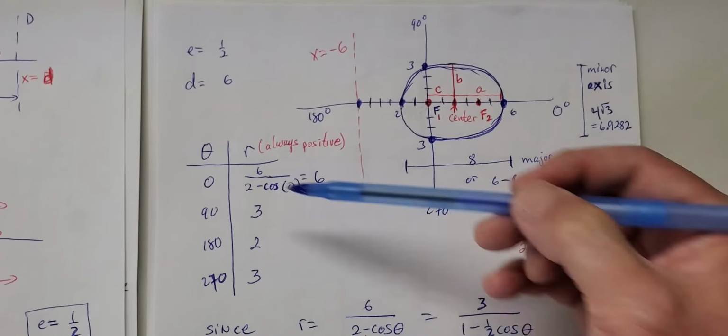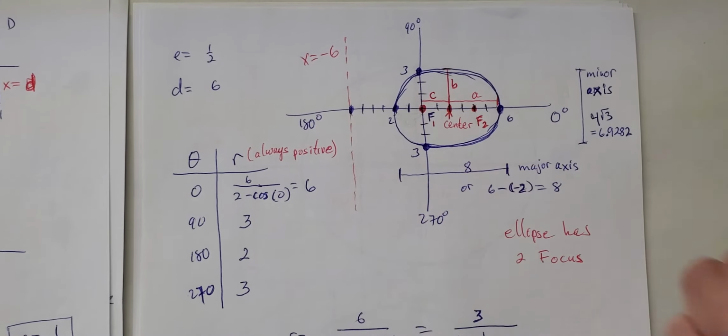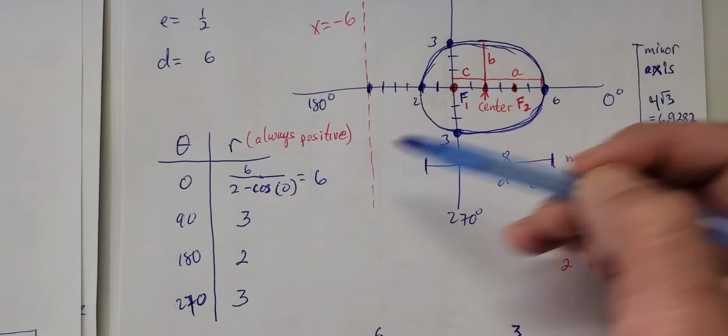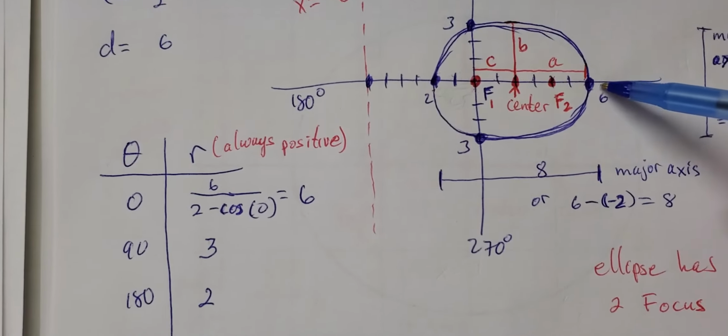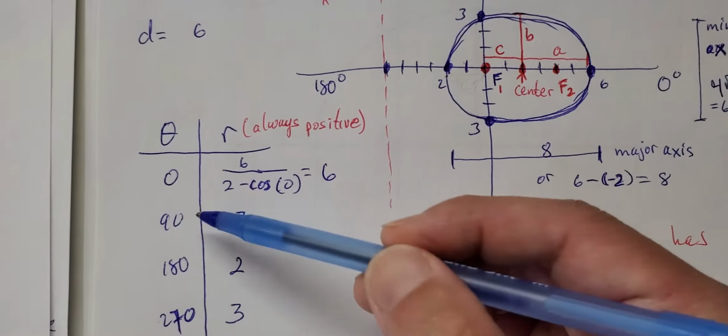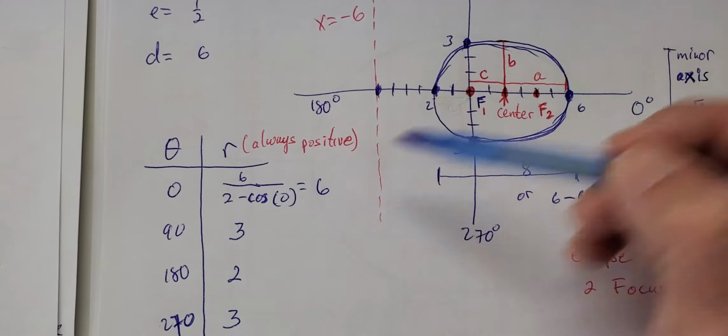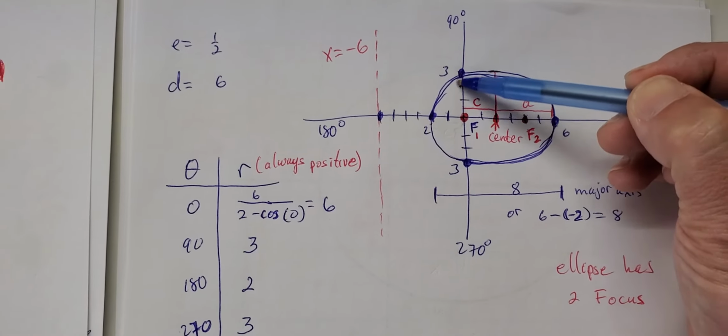Now we know these 4 values. Now just graph them. So 0, 6 is here.